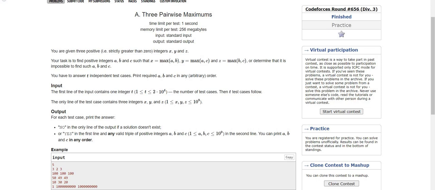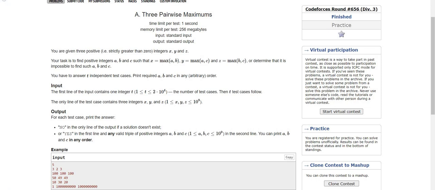Hello guys, welcome. Today we are going to discuss a problem in Codeforces, problem A. The problem states that they will give us integers x, y, z and our task is to find positive integers a, b, c such that x equals max of a, b, y equals max of a, c and z equals max of b, c. If it is possible to find a, b, c, we have to print those a, b, c in any order. Otherwise, we have to print no.